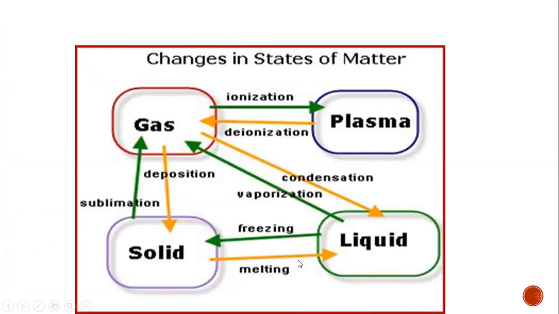When a solid is heated, it converts into liquid. When the liquid is further heated, it converts into the gaseous state. That is vaporization. And when we further heat the gas, ionization takes place and it converts into plasma. And the reverse is that plasma changes by deionization into gas, then condensation, gas condenses as liquid, and liquid freezes as solid. But again, a solid can be directly changed into gas by sublimation, and gas can be changed to solid by deposition.